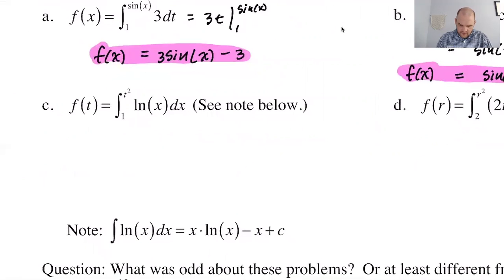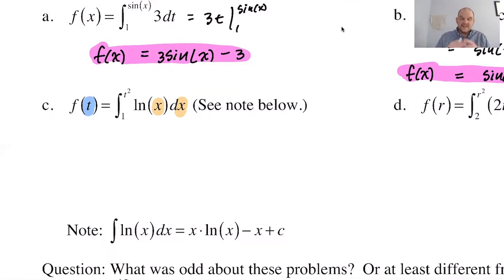So there's a note below this one. f of t is the integral from 1 to t squared of natural log of x dx. Notice I'm using x because the variable in question is t, right? Here's t. That's why we're using x and dx, because we need a dummy variable, and t was already used, so now I can use x as my dummy variable.